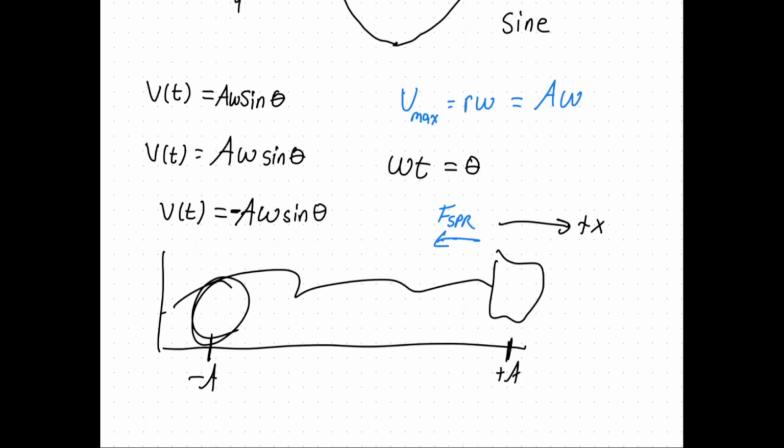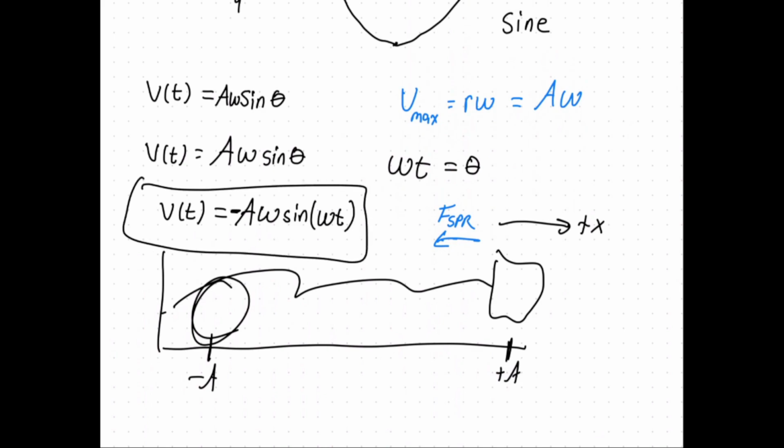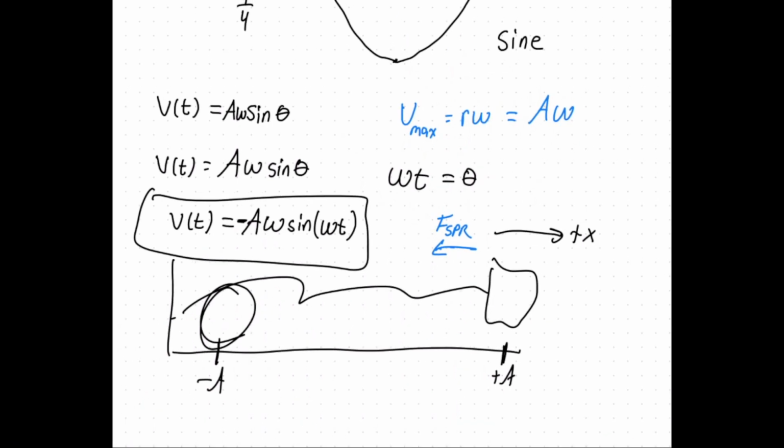So this equation here, v of t is equal to minus A omega sine theta, is really important. And I forgot to replace my theta with an omega times t. So this is our good equation that we want to use for our velocity a lot of times. There's one final equation that we need to get a hold of, and that is our acceleration function. So let's go ahead and take care of that, and then we'll be pretty much done.